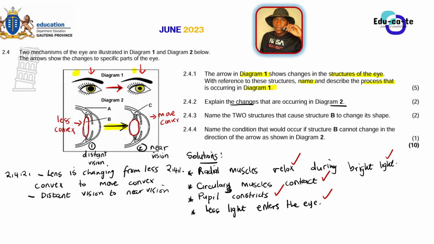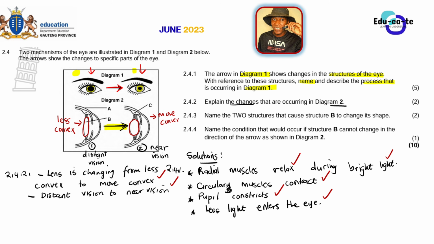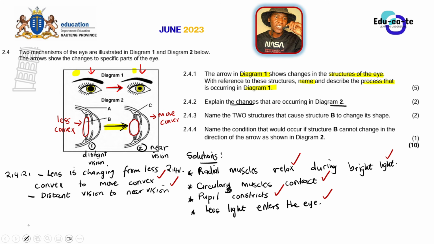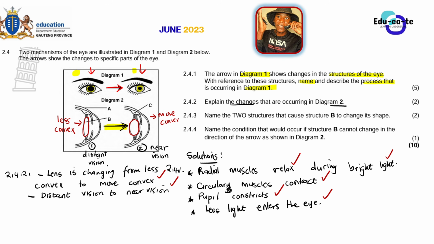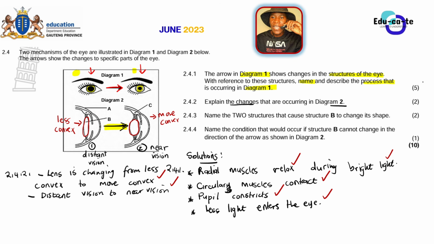Here we go. So the fact that the lens is changing from less convex to more convex shows that the person is changing the vision from distant to near vision. So it's changing from looking at something far away to something that is closer to that particular person. And then considering this done, we can look at this.